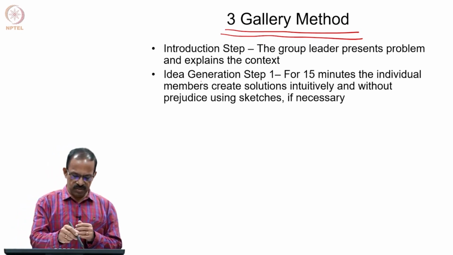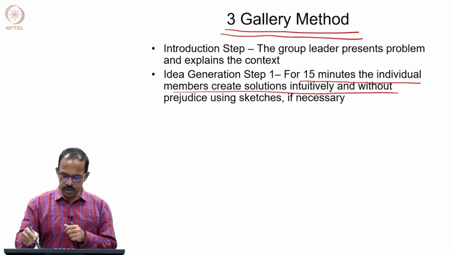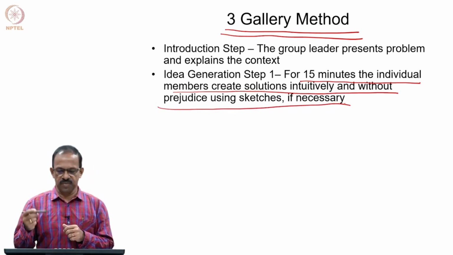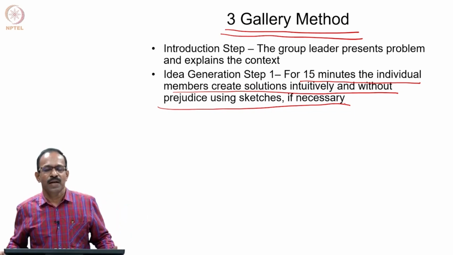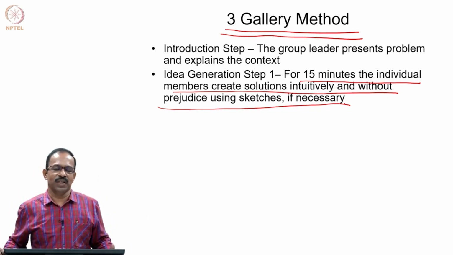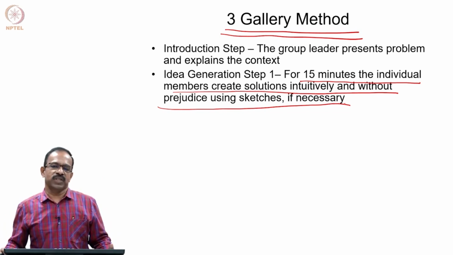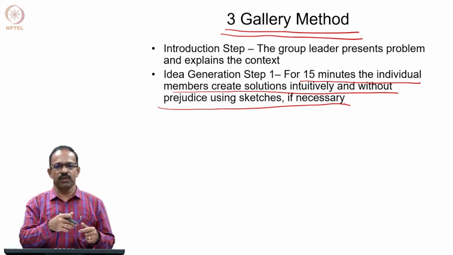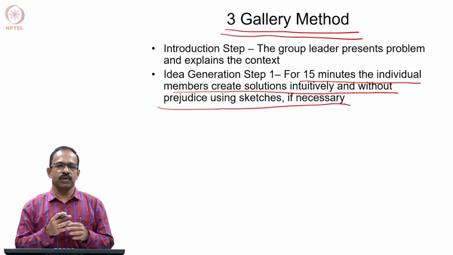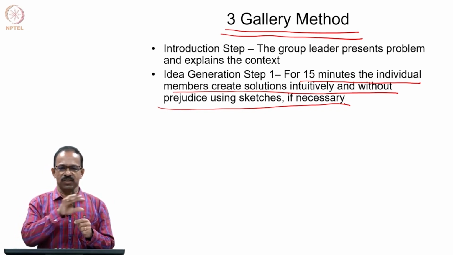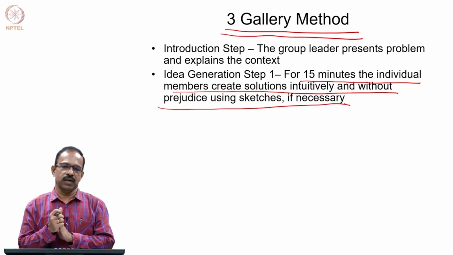In this idea generation step, for 15 minutes the individual members create solutions intuitively and without prejudice, using sketches if necessary. Instead of giving an A4 sheet and asking them to sit around a table, each one will be given a big sheet, kind of a poster sheet, and asked to sketch their ideas and explain them the same way we do in the first stage of the 635 method. Everyone will be given 15 minutes to sketch their ideas, and whatever they want to write down and explain can all be done on the sheet.